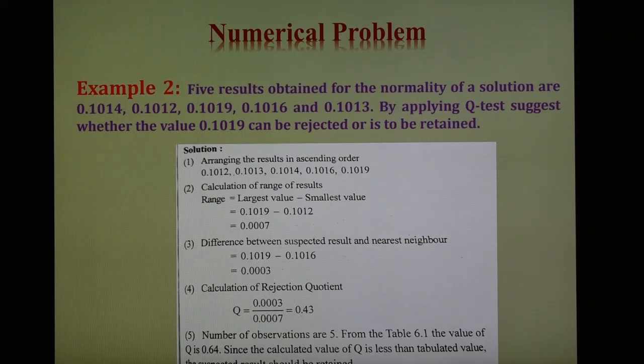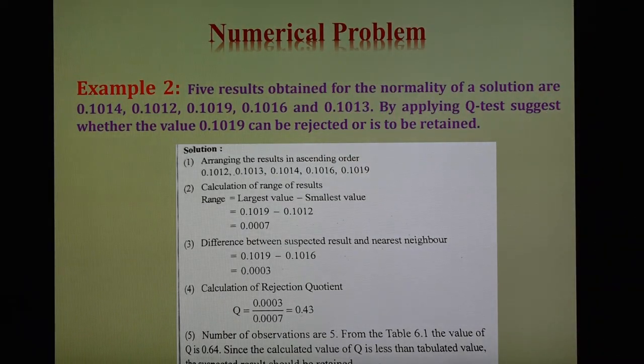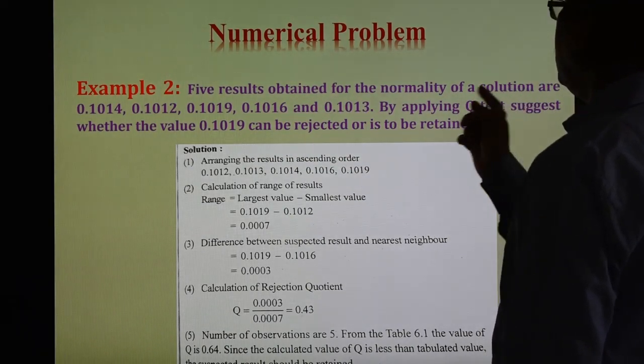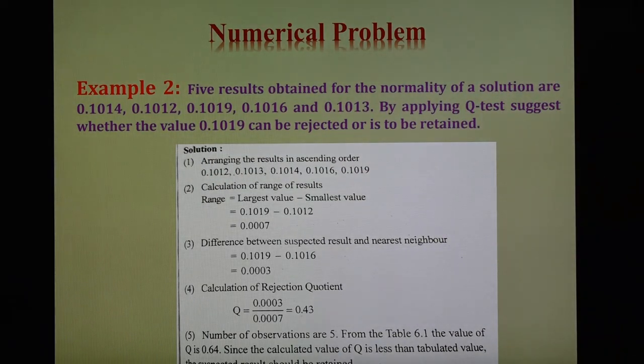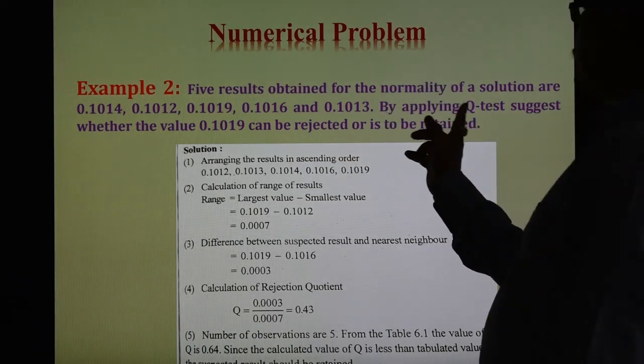And example number 2. In this case, 5 results obtained for the normality of a solution are 0.1014, 0.1012, 0.1019, 0.1016 and 0.1013. By applying a Q test, suggest whether the value 0.1019 can be rejected or is to be retained. So again, based on the Q test, we have to find out whether this value, while all the other values are very close, 1, 2, 3 and 4, but 0.1019 has a much larger difference and is a doubtful, suspected value. So this value can be rejected or retained, and based on the Q test, we have to find out.